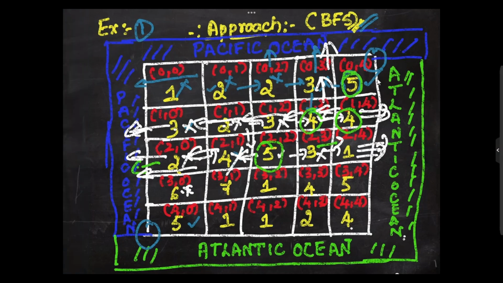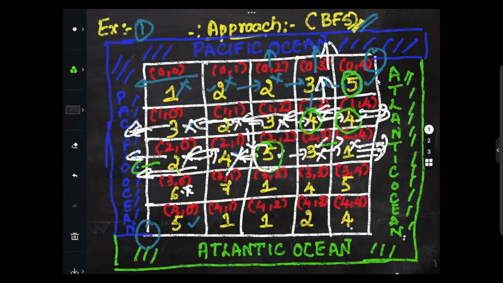Let's consider 1. It can directly get into the Atlantic Ocean. But for the Pacific Ocean, you can clearly see 4 is greater than 1 and 3 is greater than 1 as well. This fails. From the third row we have only this one, 5, right? This 5 can flow into both the Atlantic Ocean as well as the Pacific Ocean. I hope this is clear.